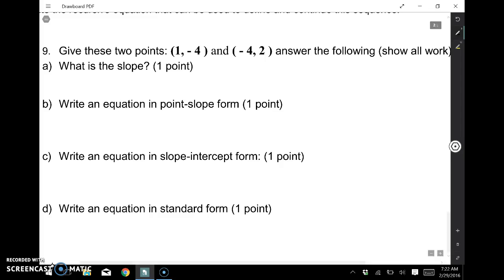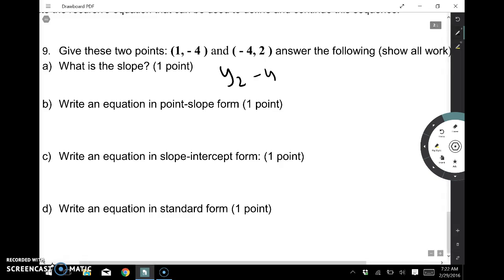So finding the slope is going to be y2 minus y1 over x2 minus x1. Okay, so from here I'm just going to go x1, y1, x2, y2. And it doesn't really matter which one's x1 or y1. We just typically make sure that x1 and y1 go together. So here my slope is going to be 2 minus -4 over -4 minus 1.